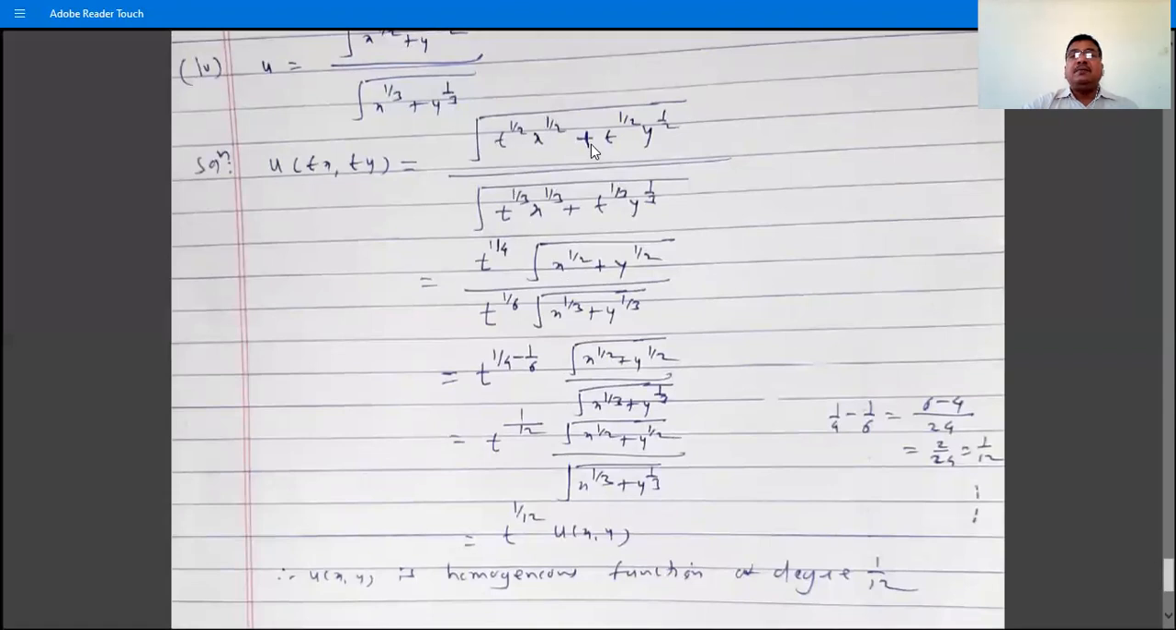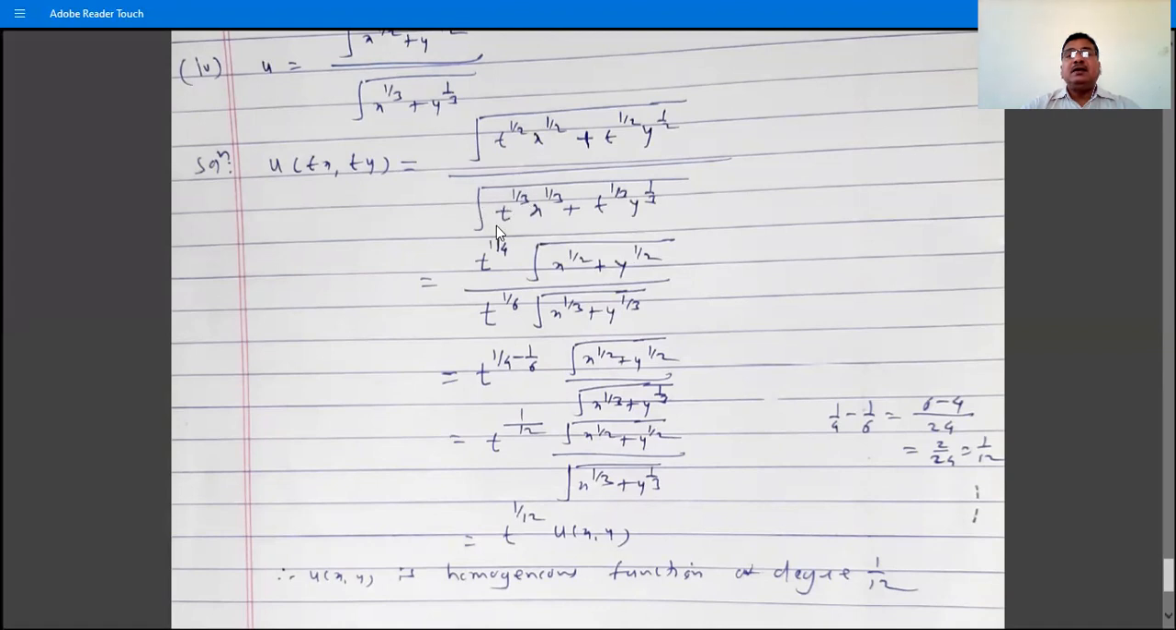Then take t raised to half common from this root. So it becomes t raised to half, or root of t, raised to half. That is, t raised to half means t raised to 1/4. If we take t common from root, we have t raised to half. If we take t square common from root, then it becomes t raised to 1. Like that, if you take t raised to half common from root, then it becomes root of t raised to half. And root of t raised to half is t raised to 1/4, in bracket, x raised to half plus y raised to half.